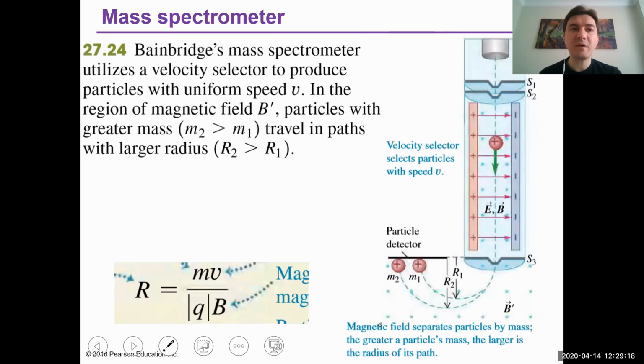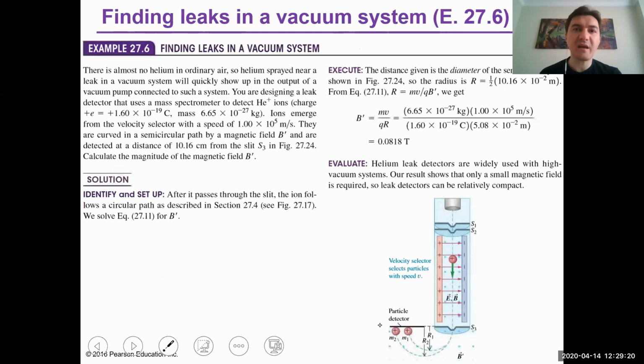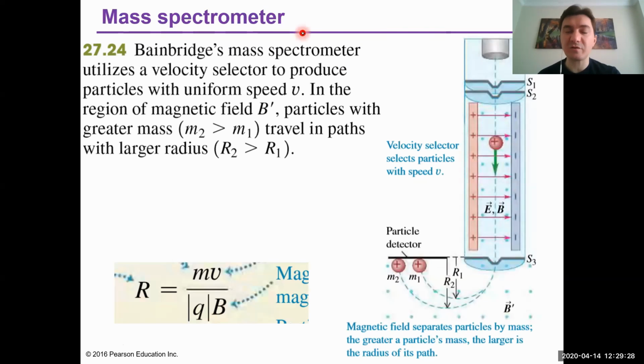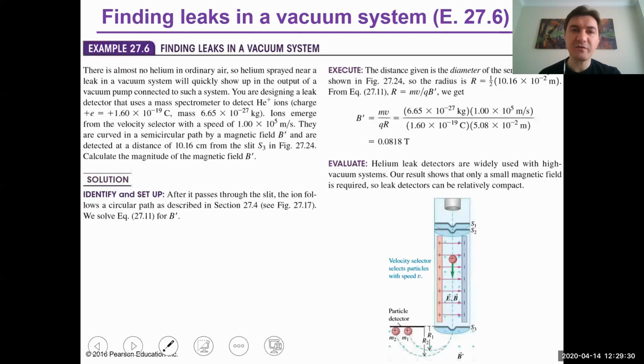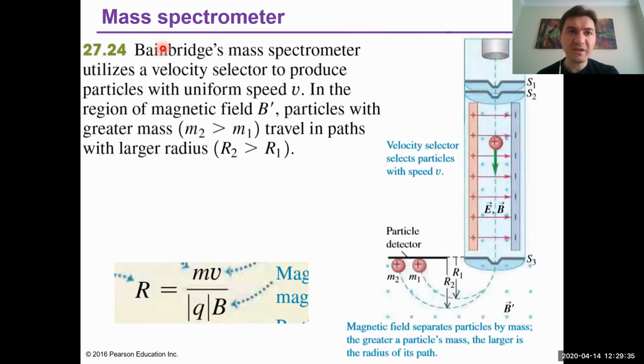So this is my last example of the velocity selector, which is used in mass spectrometers. And then I will give you two examples and I will finish my lecture. So let's talk about the mass spectrometer. So you select masses, okay, or you count masses. So I can consider it like this.